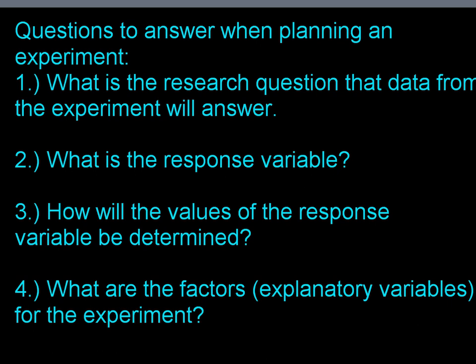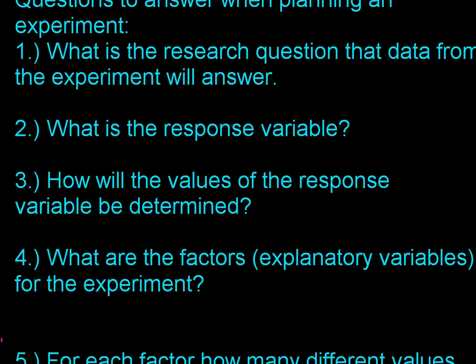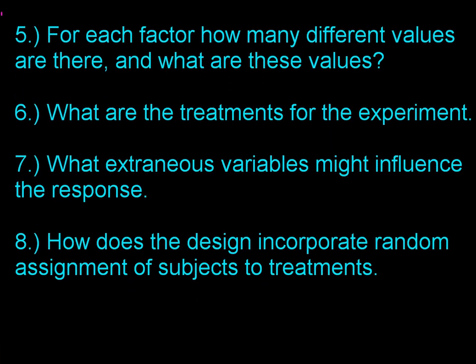Also, what are the factors? What are the explanatory variables for the experiment? Okay. Then number 5 is, for each factor, how many different values are there? So fertilizer, there were 3. And then for water, there were 2. Well, 3 times 2 is 6. So that leads us to number 6. What are the treatments for the experiments? The treatments would be A 1 time a day, A 2 times a day, B1, B2, C1, C2 as well. So make sure you really think about the explanatory factors and what different treatments they will create.